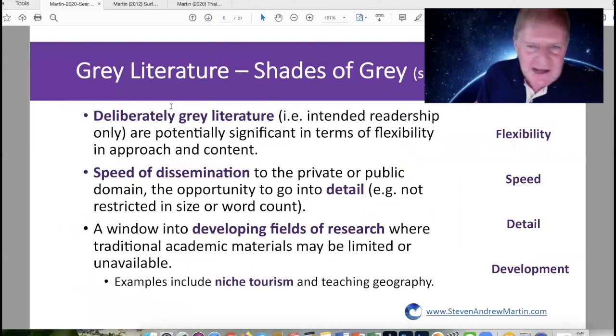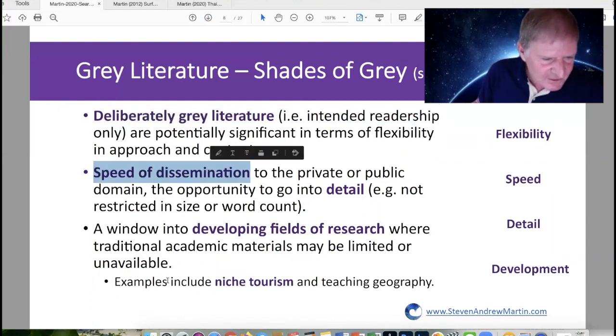There's just 2 slides here. So the second one now is, we can talk about this in gray literature, deliberately gray. That means it's specifically intended for a certain type of research, right? I talked about speed of dissemination just there briefly.